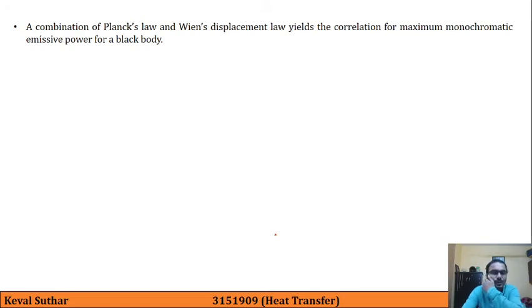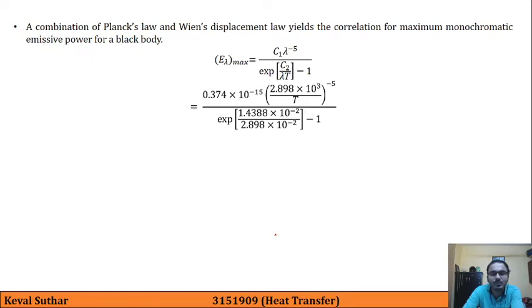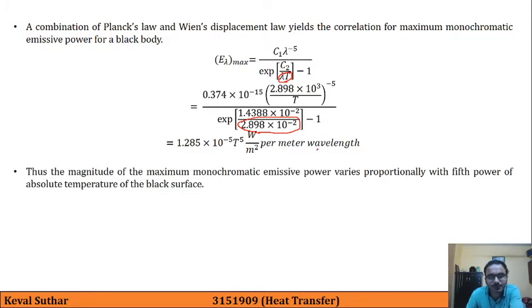A combination of Planck's law and Wien's displacement law yields the correlation for maximum monochromatic emissive power for a black body. So this is the formula, and we have put all the values here. If you see, instead of lambda T, we have put the value that we obtained in our last slide. So finally what we are getting is 1.285 into 10 raised to minus 5 into T raised to 5 watt per meter square per meter wavelength.